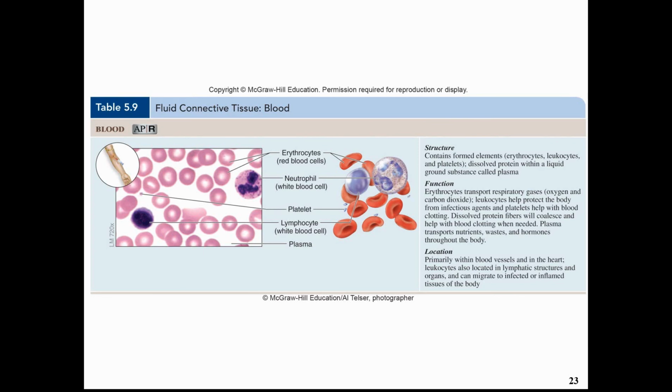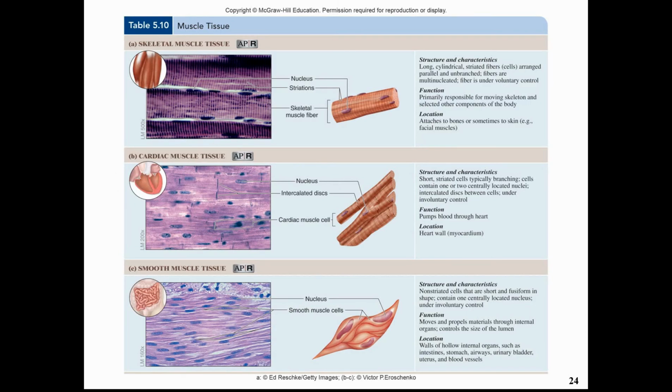Lymph comes from blood plasma. It has no cellular components or fragments, and ultimately it gets returned to the bloodstream. Moving on to muscle, there are three types of muscle tissue. There's skeletal muscle, cardiac muscle, and smooth muscle.